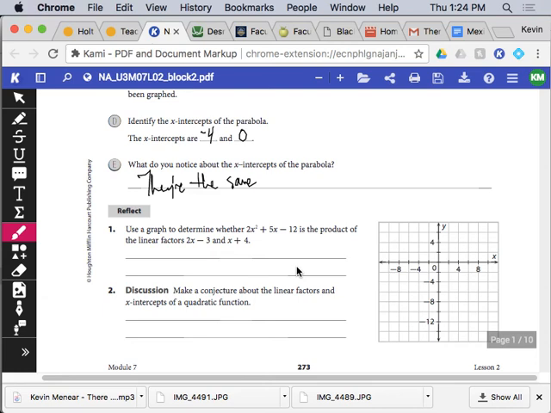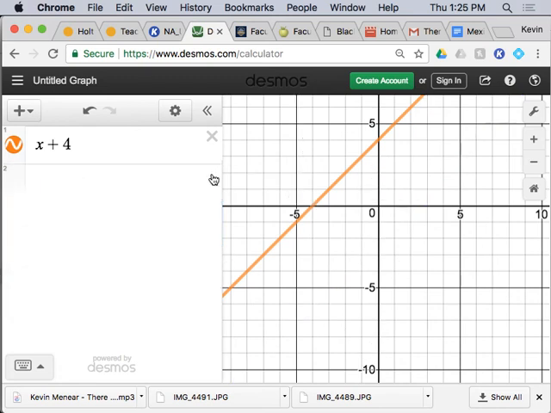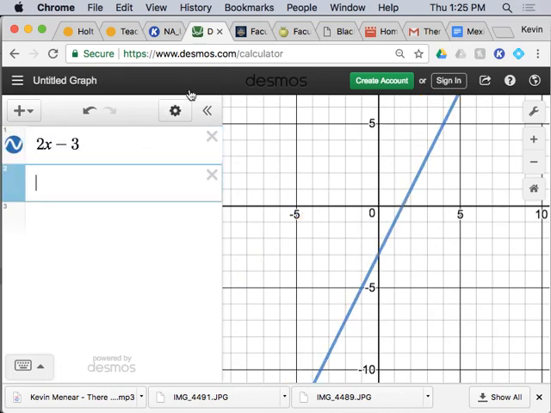Yes, you're on fire today. They'll have the same zeros. If this is a product of these two linear factors, then their zeros will be the same. So what we can go ahead and do is graph the linear factors. That's what we'll do. 2x minus 3 and x plus 4. And so we see it's got these zeros here.